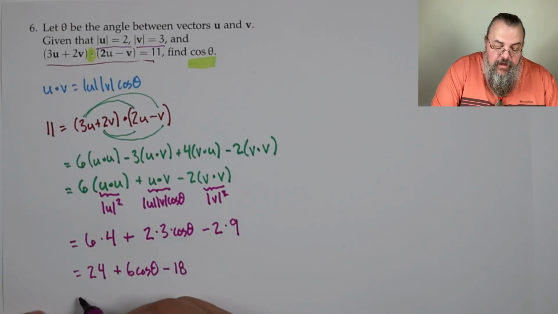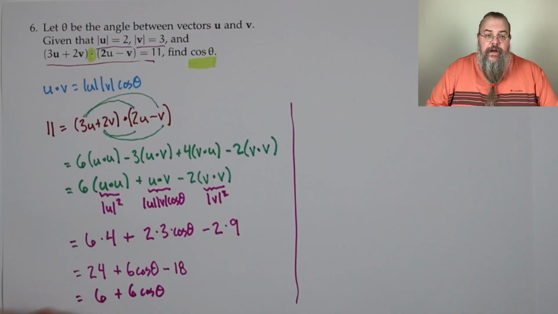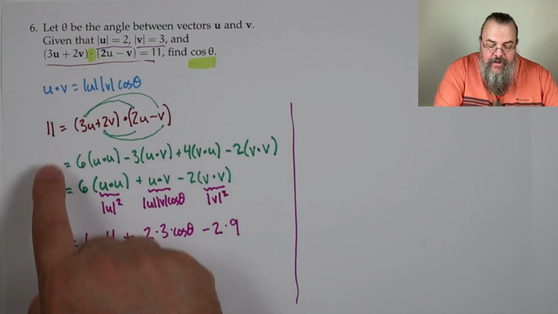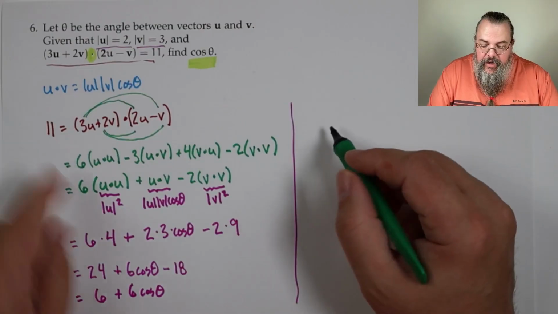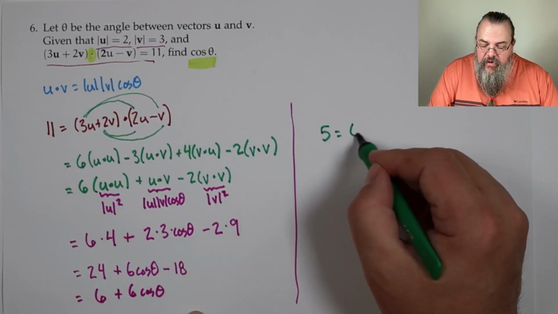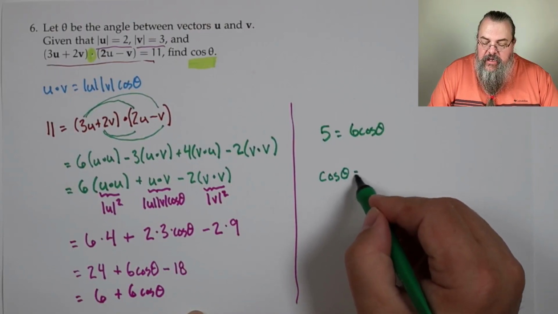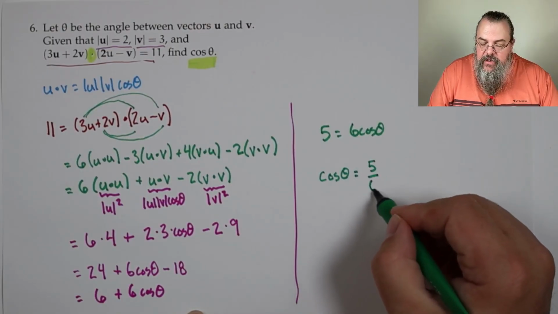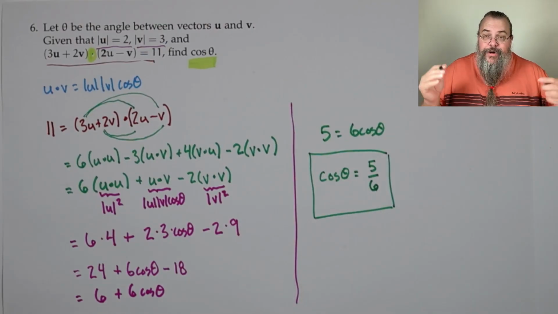So this becomes 6 plus 6 cosine theta. Now, we're almost done. What have we shown? We've shown that 11 is equal to 6 plus 6 cosine theta. So we subtract 6, and 11 minus 6 makes 5, which is equal to 6 cosine theta. Now we divide, and we get cosine theta equals 5 over 6. And there we go, we're done.